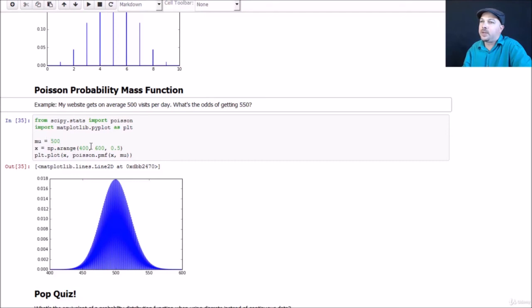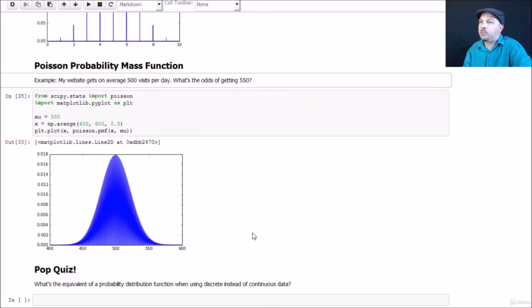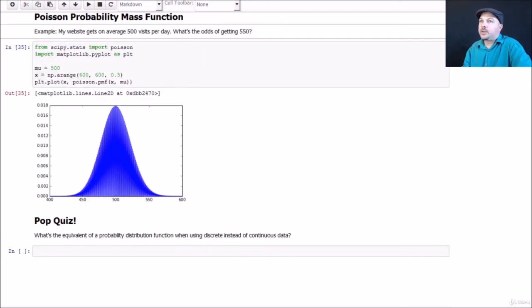So in this example, I'm saying my average, mu, is 500. I'm going to set up some x values to look at between 400 and 600 with a spacing of 0.5, and I'm going to plot that using the Poisson probability mass function. And I can use that graph to look up the odds of getting any specific value that's not 500, assuming a normal distribution. So 550, it turns out, comes out to about 0.002 is the probability there, or 0.2%. Very interesting. All right, so those are some common data distributions you might run into in the real world.